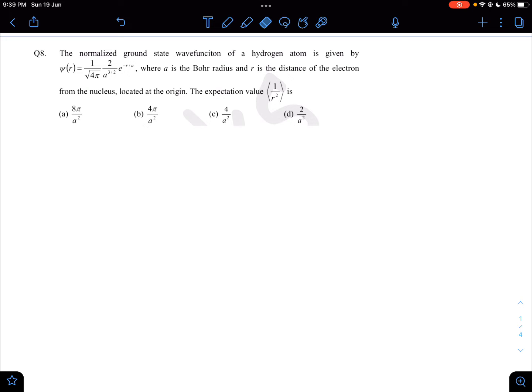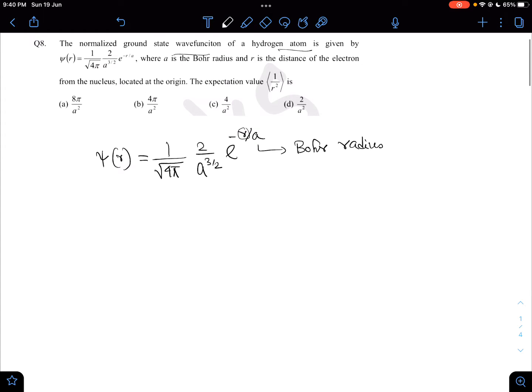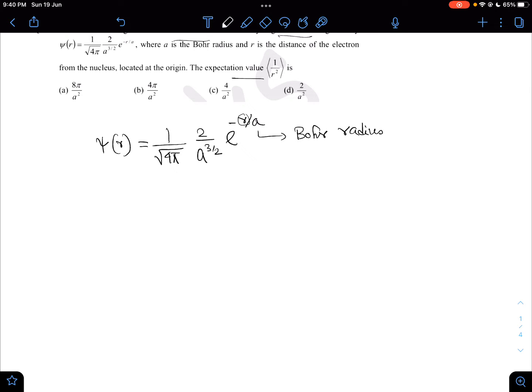In the problem we have the normalized ground state wave function of a hydrogen atom. We know that the normalized ground state wave function of a hydrogen atom is generally expressed as 1 by root under 4 pi, 2 by a to the power 3 by 2, e to the power minus r by a, where a is our Bohr radius and r is the distance of the electron from the nucleus. We have to find the expectation value of 1 by r square.